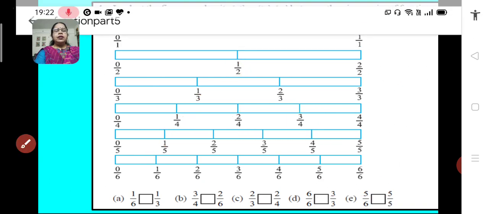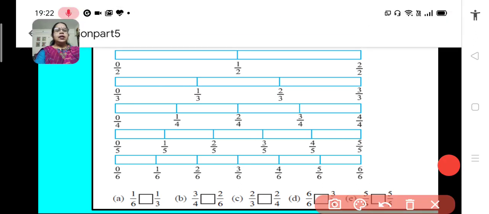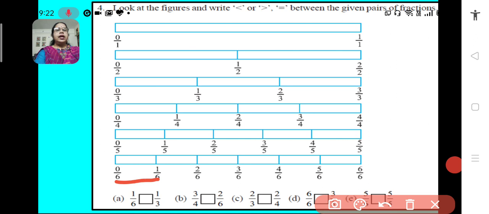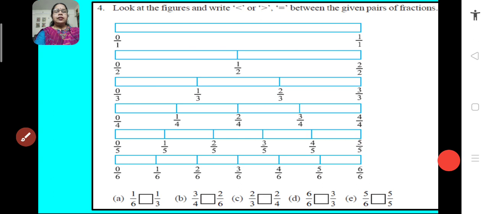Now let's compare the fractions. Looking at the figures, we can see A, 1 upon 6 and 1 upon 3. So where is 1 upon 6? This is 1 upon 6 and 1 upon 3 is this one. So by looking at this, you can understand that 1 upon 3 is greater than 1 upon 6. Because the numerators are the same, we compare the denominators, and the fraction with the lesser denominator is the greater one.